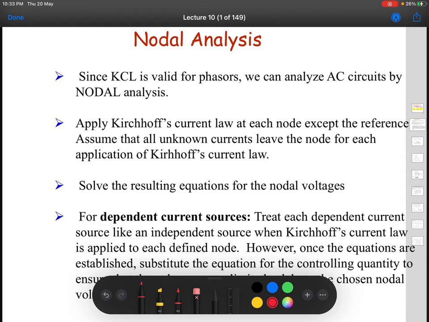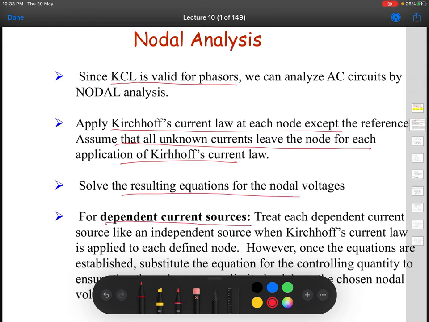We'll see it has a one-to-one analogy with the case of a DC circuit. So KCL is valid for phasors also. Only the thing is, they are now complex values, but they have the same characteristics. We can apply Kirchhoff's current law at each node except the reference node, and assume that all the unknown currents leave the node for each application of Kirchhoff's current law. You can take otherwise also, there is no restriction on this. This is just for making things simple. So all the currents are leaving, or you give any arbitrary direction if you want. Solve the resulting equations for nodal voltages.